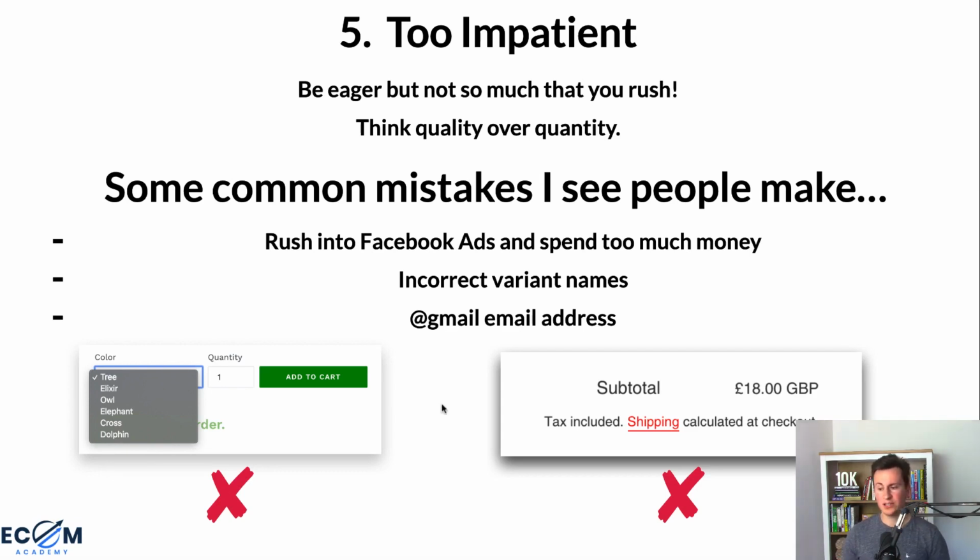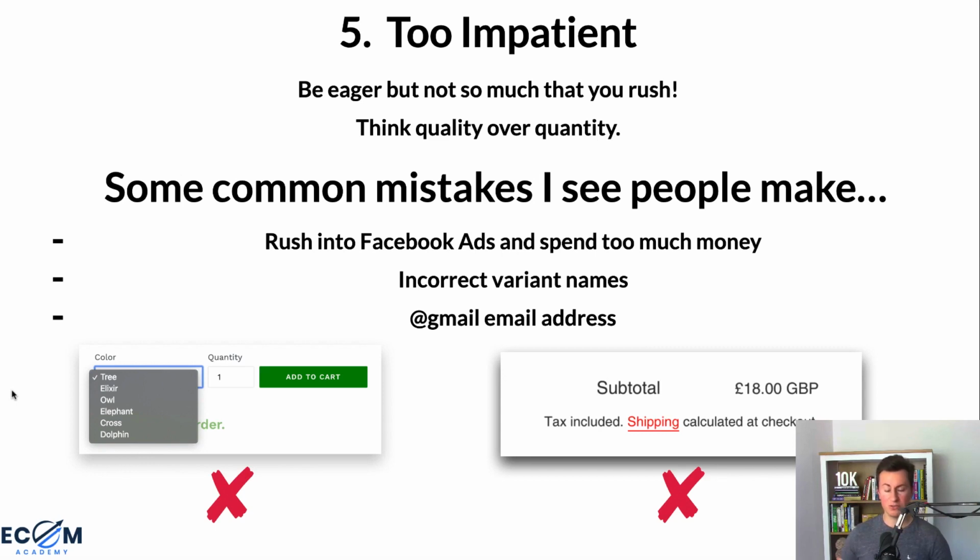The next point is incorrect variant names. Probably 50% of the stores I see do this. This is an example, the bottom left here, of what I'm talking about. You can see the variants are called colors. However, it's referring to different animals. This looks super unprofessional. And in a customer's eyes, if you can't get this right, then what are your products going to be like? Are they going to be poor quality? Are they even going to get delivered?